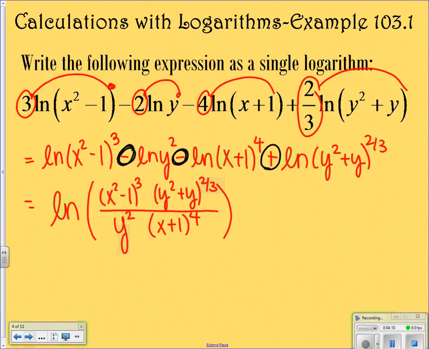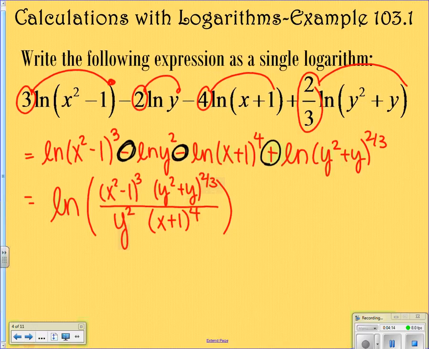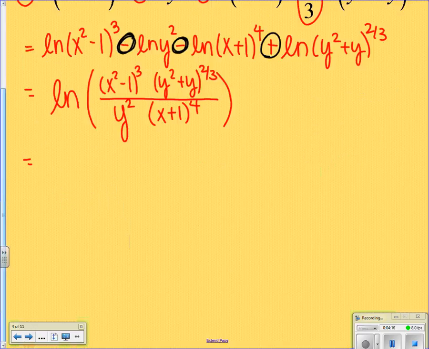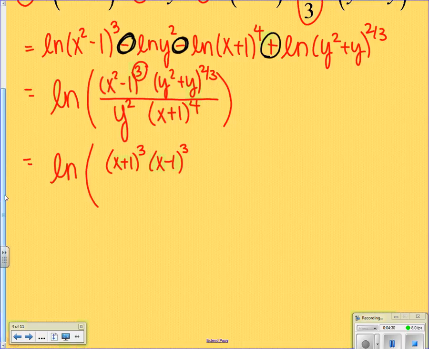Now that is as a single logarithm, but we do have to simplify this. The way that you can simplify this, x squared minus 1 will factor, and it'll factor as x plus 1 times x minus 1. Now we have 3 x plus 1s because it's a cube right here. So these are both going to have a power of a 3.